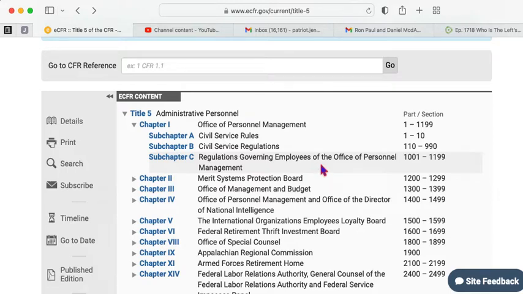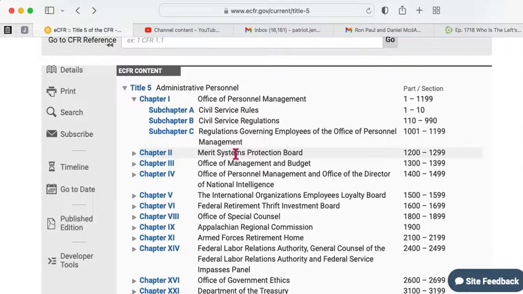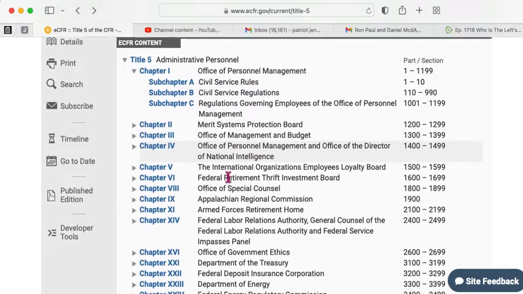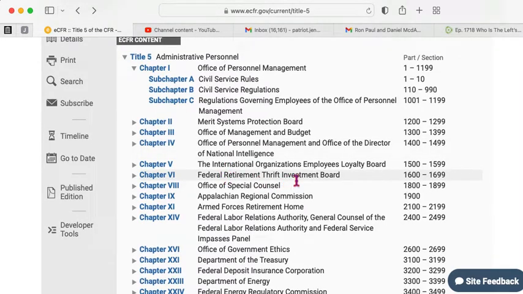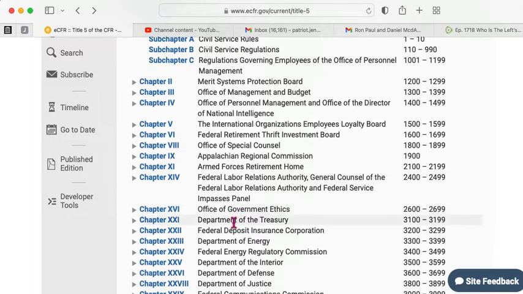Regulations governing employees of the Office of Personnel Management, civil service rules, civil service regulations. Civil service means they are civil servants. Civil servants work for the federal government, and they are required to pay a tax on their pay because they have a lot of benefits, such as the retirement. And on the federal lands, all the federal laws apply. So when a contractor such as Lockheed Martin does business with the federal government, as part of its contract, it may be required to also follow all the federal rules.